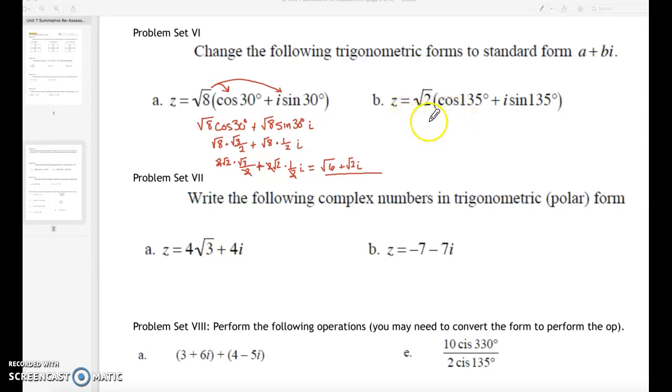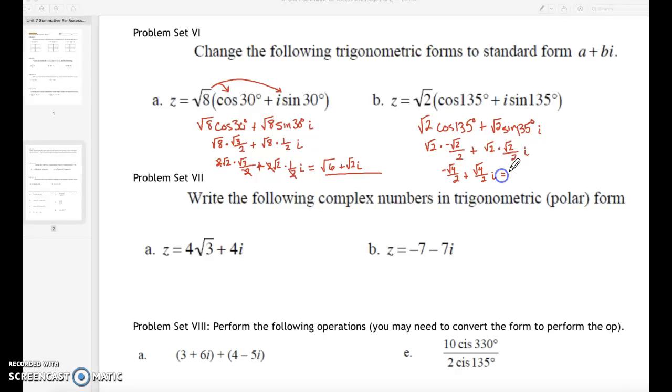Okay, same idea. We've got root 2 times the cosine of 135 degrees plus root 2 times sine 135 degrees, and that's I. Well, cosine 135, that's going to end up giving us root 2 times negative root 2 over 2, plus, I believe the sine would be positive for this particular angle, so that's root 2 times root 2 over 2 I. Multiply the root 2's, you get root 4, so you have negative root 4 over 2 plus root 4 over 2 I.